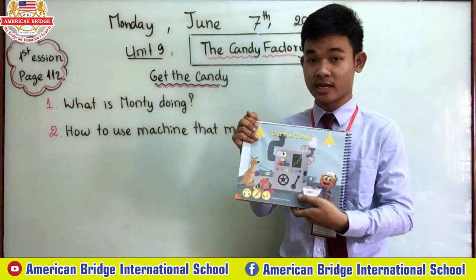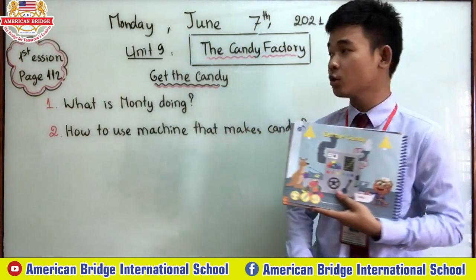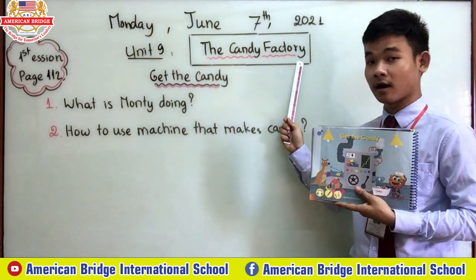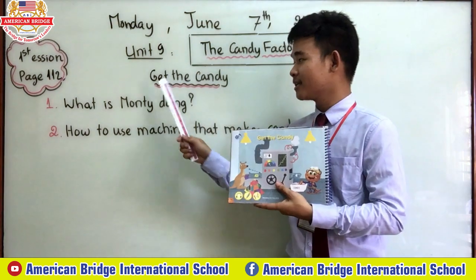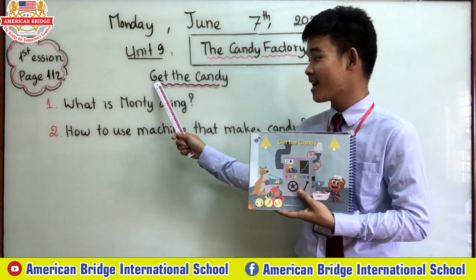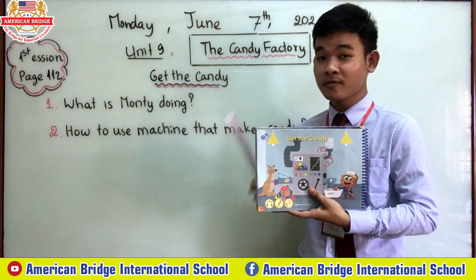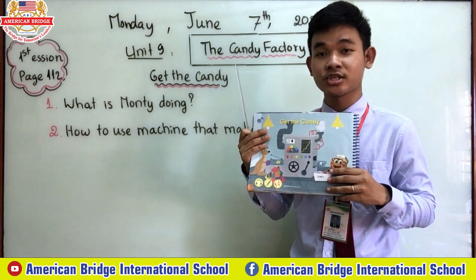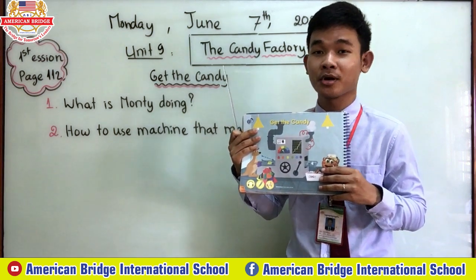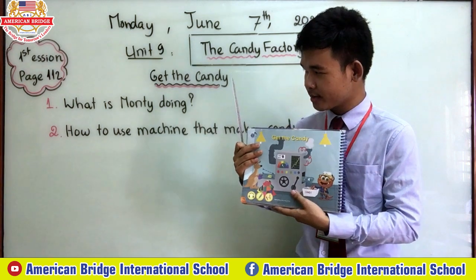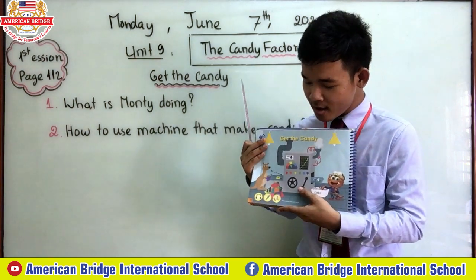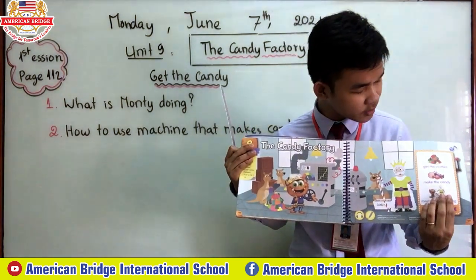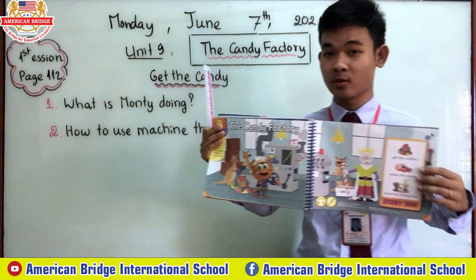On page 112, we're going to continue our Unit 9, the Candy Factory. Today we will get the candy. But before we get the candy, let's review first, because teacher wants to know how much you remember from last week. Let's open your book on page 106, 107. Here we go.